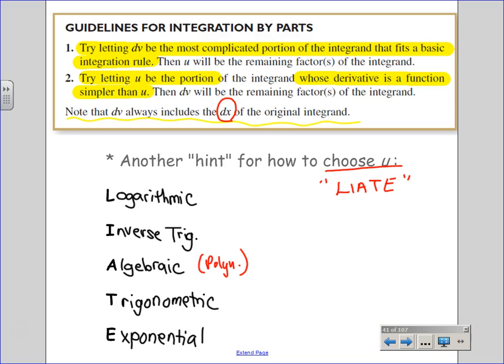No. I mean, the only thing I can think of is if you rearrange the formula, but no. We keep it one way. That way we're always looking for the same thing.